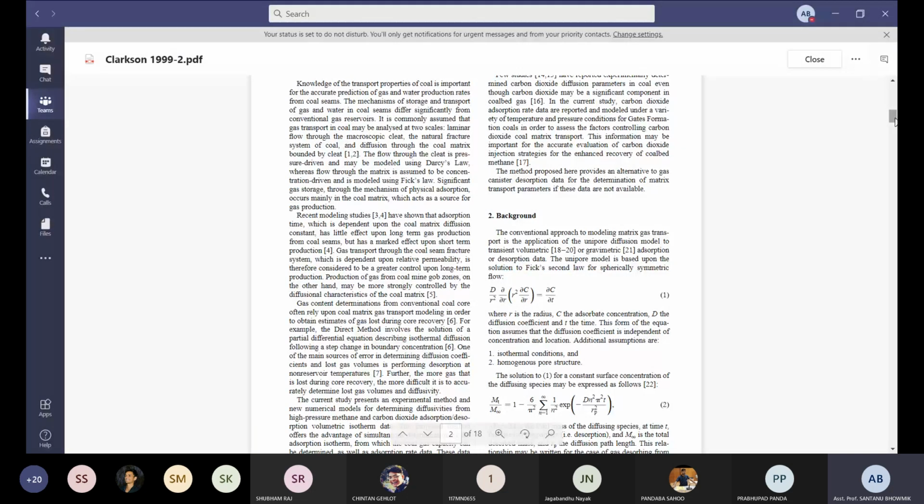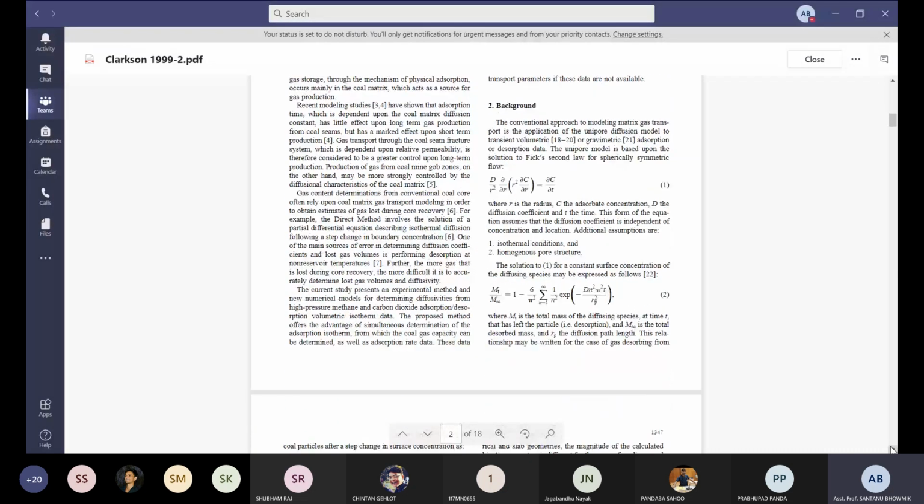Okay, now here I have never discussed with you the absorption rate modeling or the diffusion modeling, but I am introducing it very briefly to you in this paper. In this paper there are two types of absorption rate modeling, two types of diffusion modeling. First is the unipole modeling, and the other is the bi-disperse pore modeling.